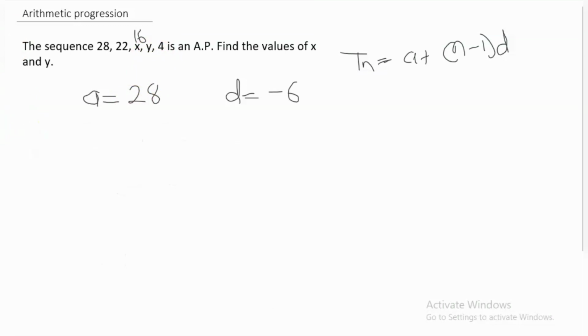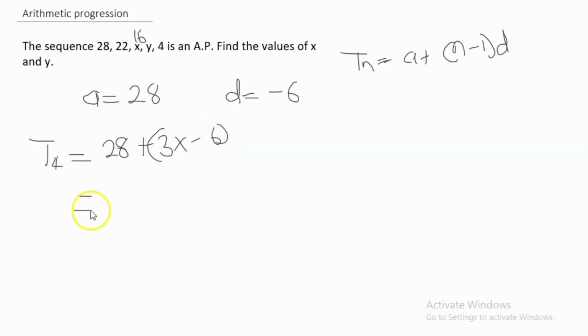So let's do T4. So T4 is equal to A. So instead of writing A, we'll write 28 plus n minus 1, that will be 4 minus 1, 3 multiplied by negative 6. So this would be equal to 28. 3 multiplied by negative 6 is negative 18. Therefore, 28 minus 18 is 10. Okay, so this is our answer. T4 is equal to 10.